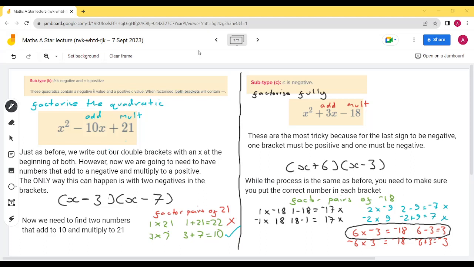All right, so just give a second more to copy this, and then we will move on.